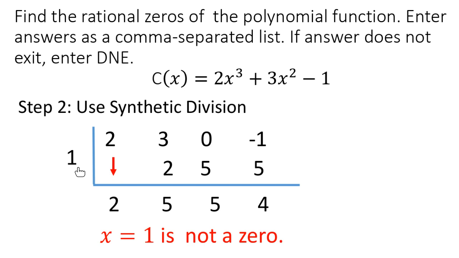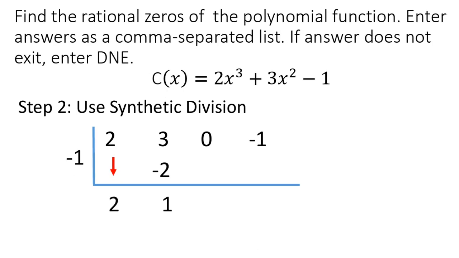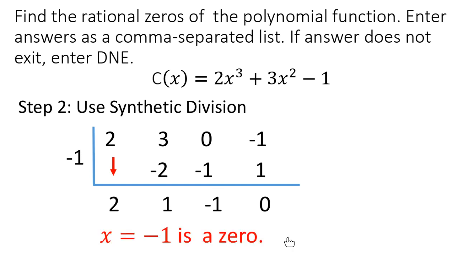So I go on to the next one, which I can use -1. And we're going to bring down the 2. Times -1 is -2, plus 3 is 1. 1 times -1 is -1, plus 0 is -1, times -1 is a +1, and we get 0. So yes, happy face, we get a 0 here. That means that this is a 0, and now I need to find the rest.